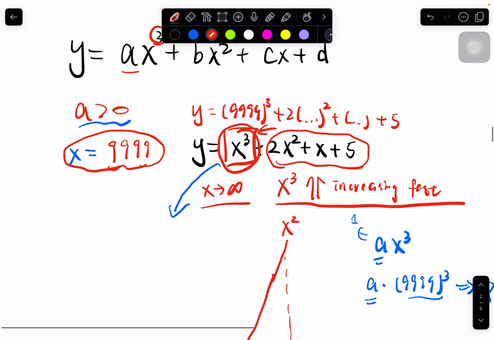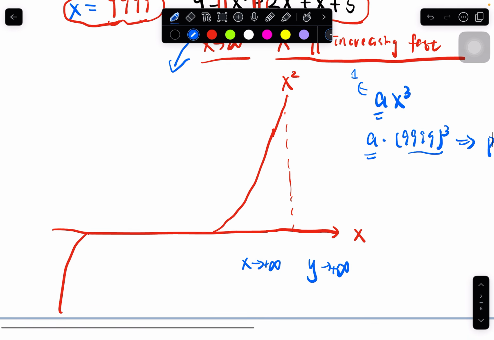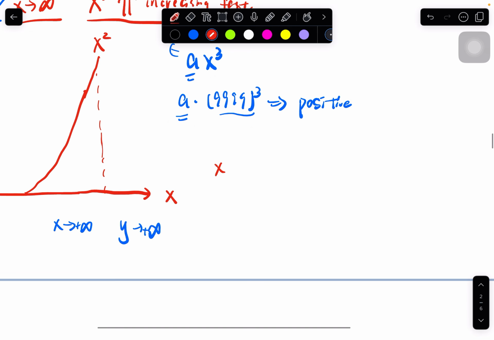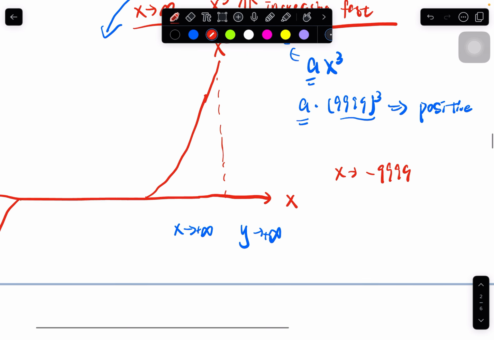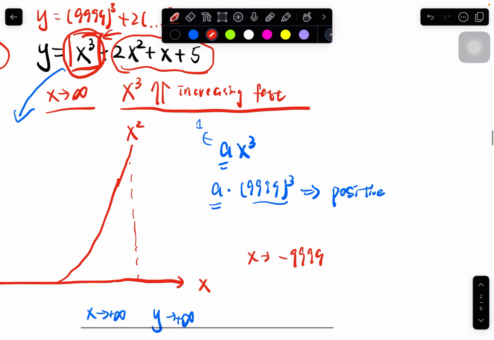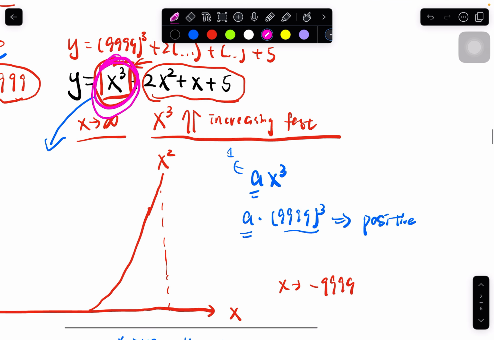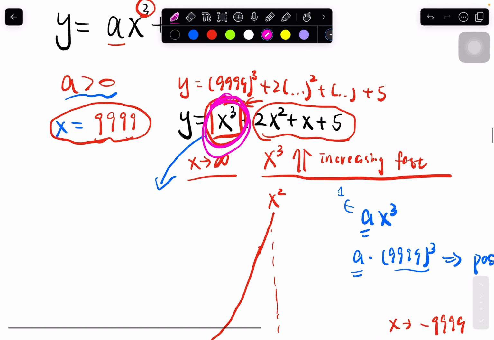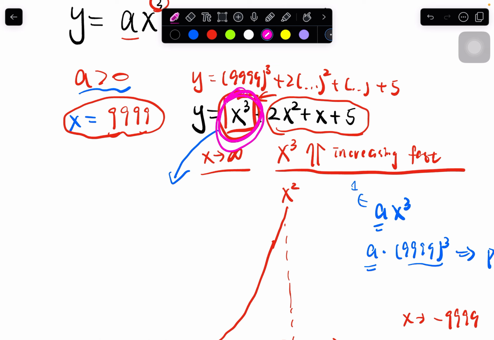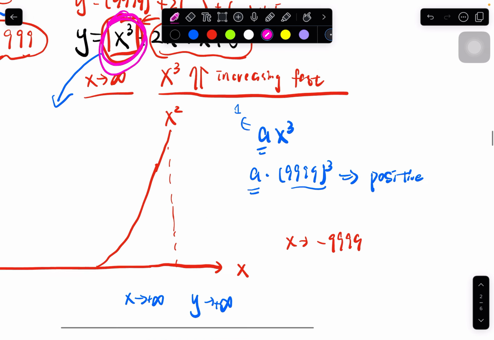Also, for the left part, it means x is a very negative number, for example, minus 9,999. And when x is a very, very small number, this term is also going to lead the whole function, right? So we only need to talk about the sign of this number, and we know the behavior of the function, whether the value of the function is positive or negative.